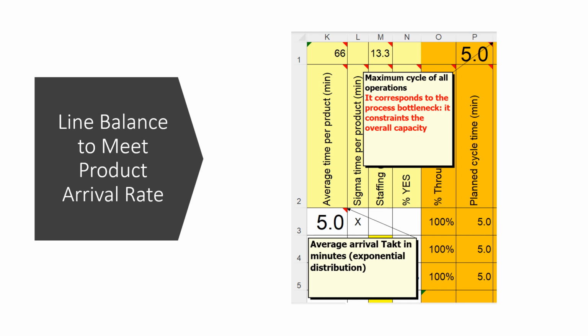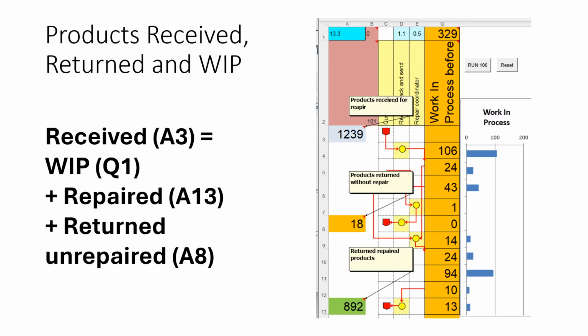P1 is the maximum value of all cycle times, it corresponds to the line bottleneck capacity. P1 should be less or equal than K3, TACT. This means that all cycle times must be below TACT, inter-arrival time. Q1 is the total WIP in the line. Products received for repair will still be in the line, WIP, unless they have been returned to the customer, repaired or unrepaired. Received A3 equals WIP Q1 plus repaired A13 plus returned without repair A8.